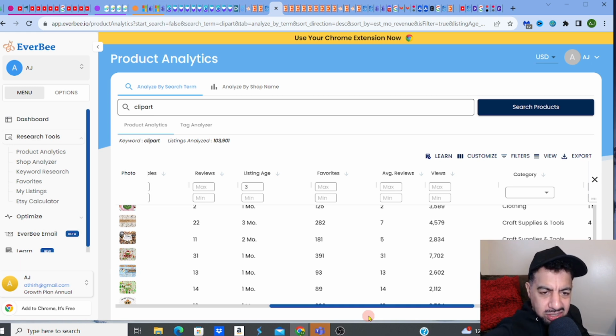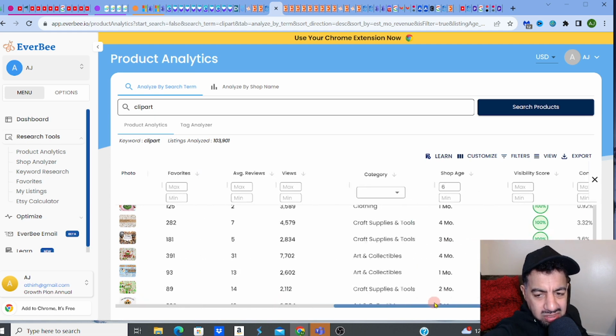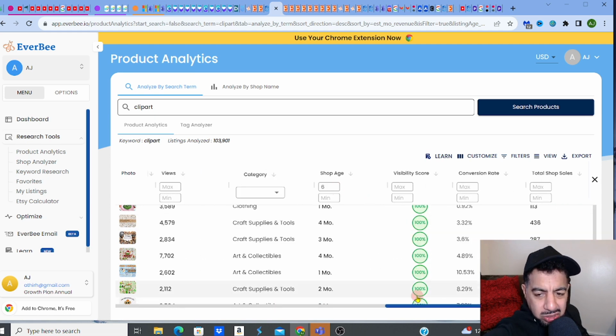Like I said, I did this using EVERBEE. What you can do is go to EVERBEE, go to Product Analytics, which is on the left, type in your niche, and then filter it. I would suggest filtering through a listing age which is quite recent. It doesn't have to be 3 months, it can be more, and a shop age which is also quite recent.